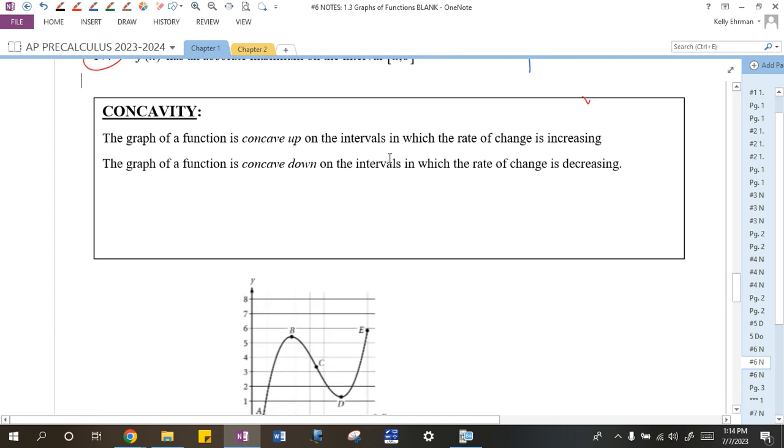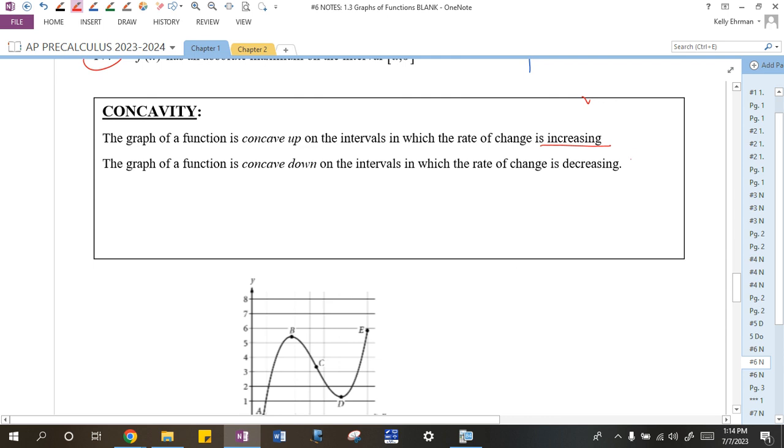Concavity. This is a big one that we have not taught in years past in pre-calculus, but it's very important in calculus. And it definitely will show up on our AP Pre-Calc test. So concavity is related to rate of change. The graph of a function is concave up on the intervals in which the rate of change is decreasing. I'm sorry, I read that wrong. In which the rate of change is increasing.